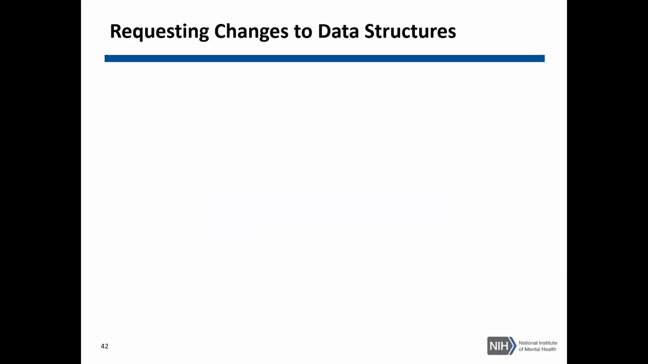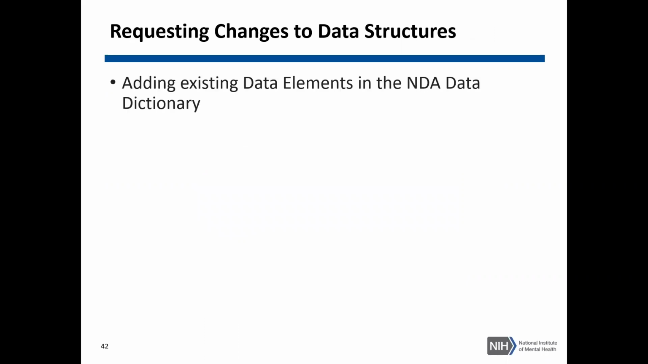So we'll start off with listing the types of requested changes we see most often. First is adding existing data elements from the NDA Data Dictionary. For example, if you find an element in one data structure, but you want that element in a different data structure, then we can go ahead and add that for you.